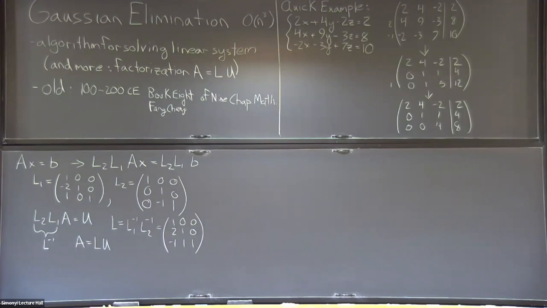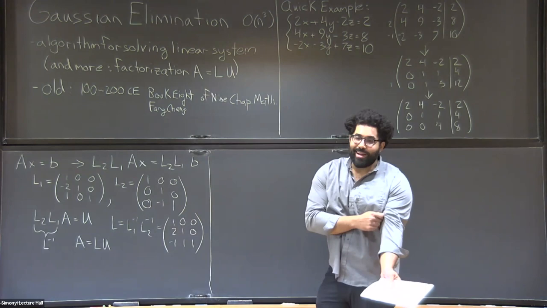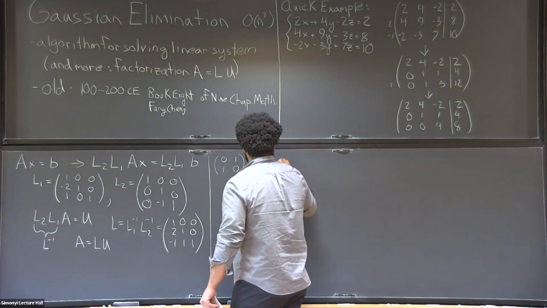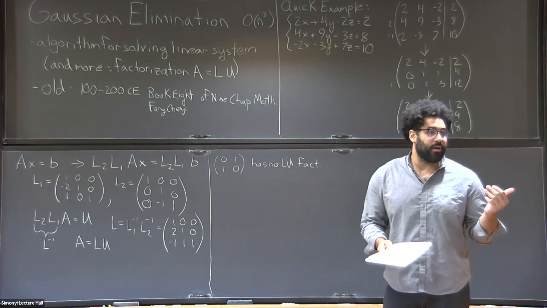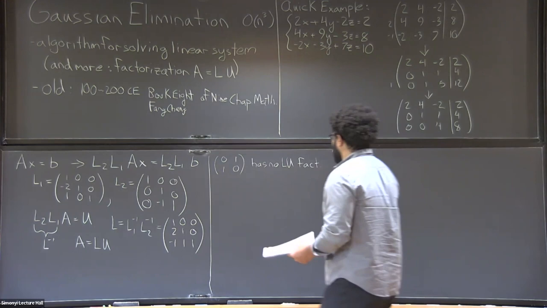Okay, good. Now, one thing to note that is a problem here in Gaussian elimination is that, I talked about this A equals LU factorization. The problem is not every matrix has this. So for instance, let's just say this matrix has no LU factorization. So this means that in order to do this procedure, sometimes we'll need to do pivoting. We may need to interchange rows or interchange columns or something of this sort, okay?